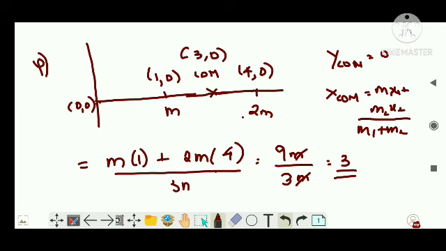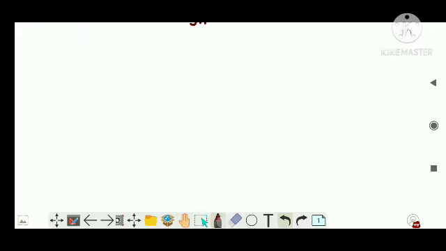Simple, right? This coordinate is around 3 from the origin, or I can say 2 from this mass, right? The measurement is from the origin, let's say 3 centimeter from the origin, or I can say 2 centimeter from here, or it is 1 centimeter away from 2m. So you can say it in any way, right?